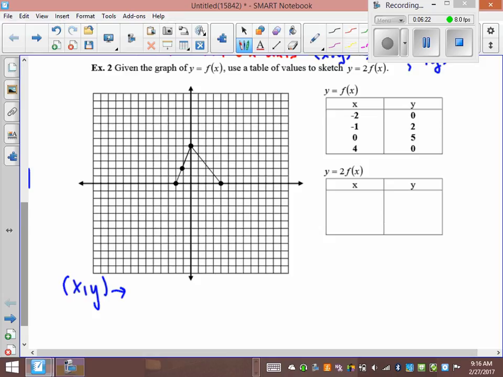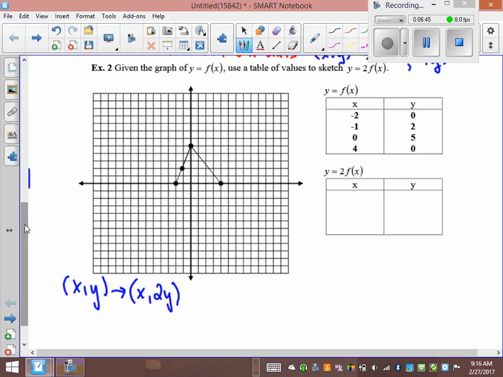My y has multiplied by 2. Is it negative 2? Is there a negative here? No, so it's just 2. So my x is going to stay the same because nothing happened to it, and my y is going to be multiplied by 2 because I have a vertical stretch by a factor of 2 about the x-axis. So all I'm going to do is keep my x's and multiply my y's by 2.